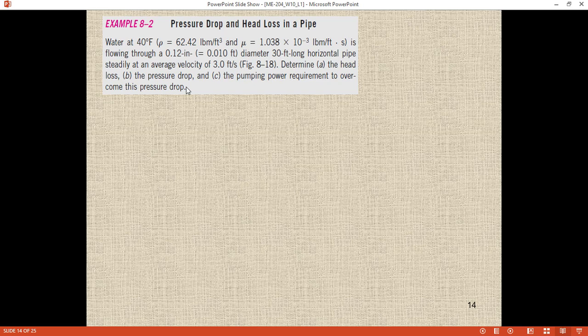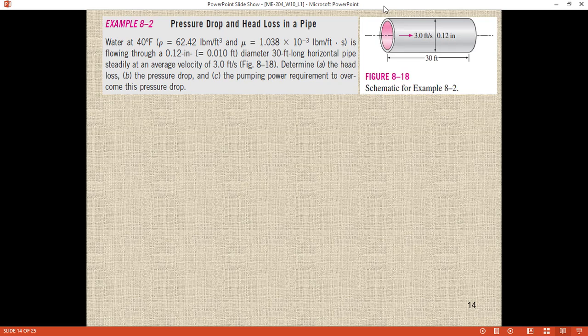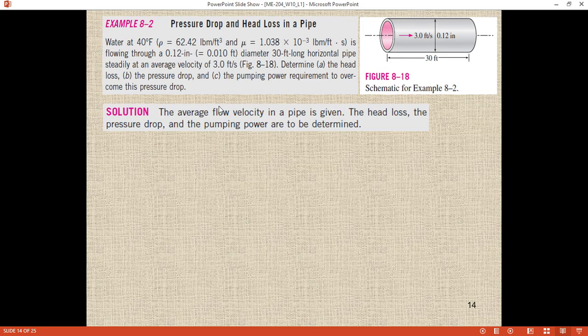To determine this, let's see: the pipe is given, the diameter is given, the velocity is given, and the length of the pipe is given. So the average flow velocity in a pipe is given, and the head loss, the pressure drop, and the pumping power are to be determined.